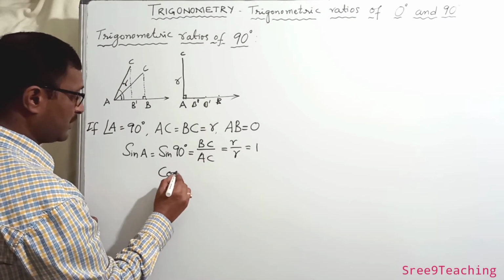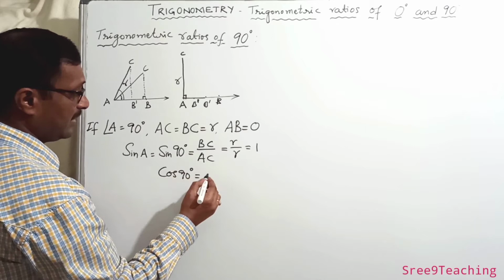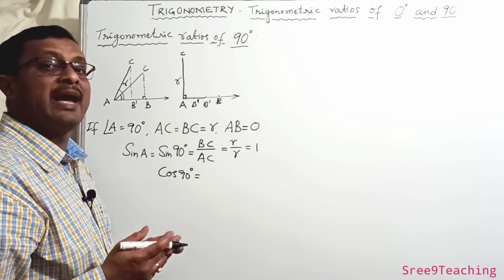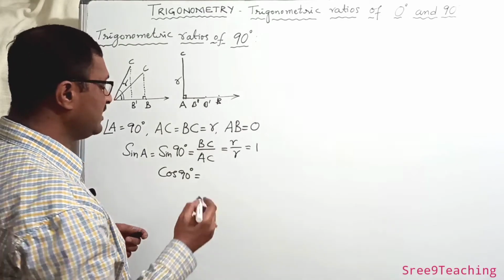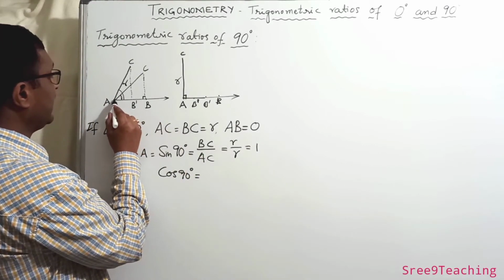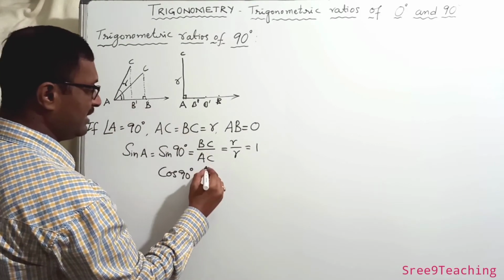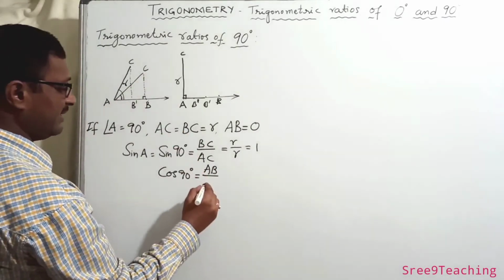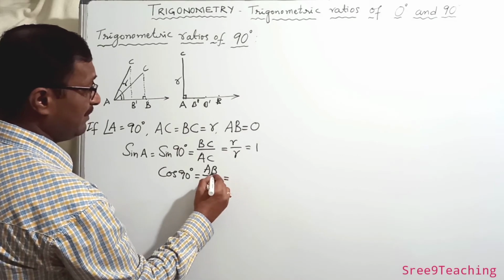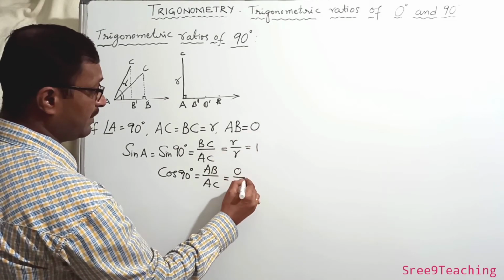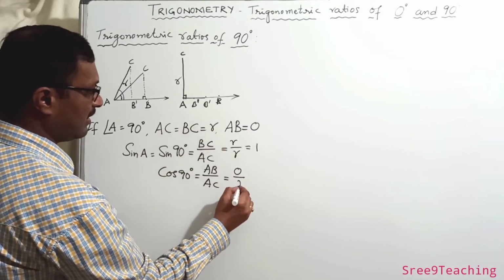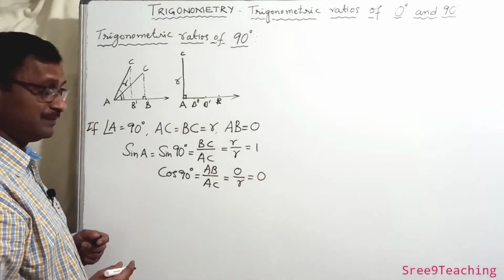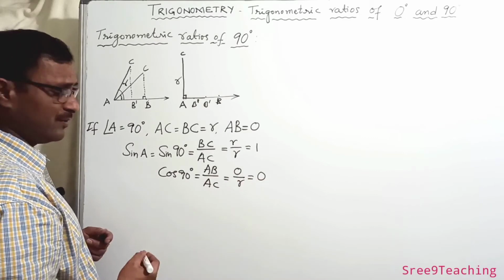Let us take cos 90 degrees. You know the trigonometric ratio of cos is adjacent side by hypotenuse. What is the adjacent side to the angle A? This is AB. Now AB by hypotenuse AC. What is AB? AB became 0, by what is AC? AC is R. Now 0 by R, so hence it is 0. When the numerator is 0, the value becomes 0, right?